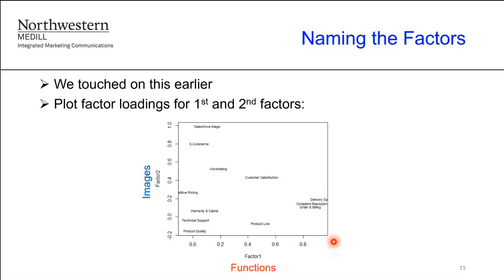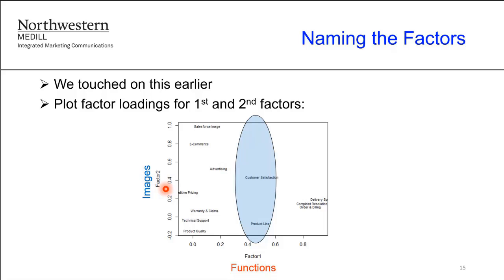For example, for this x dimension, which is factor 1, which variables have high values? The delivery speed, complaint resolution, order and billing. Those variables have high values on factor 1, so we named it functions. And how about factor 2? The sales force image, e-commerce, and advertising have high values on factor 2, so we named it images. This is how we name it.